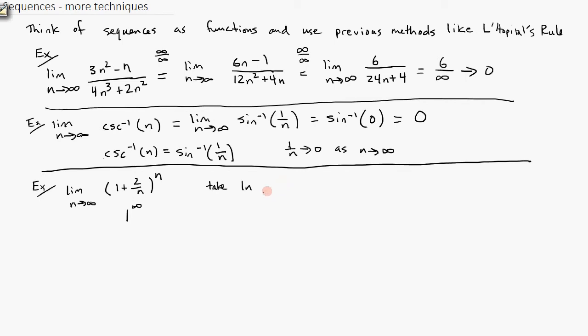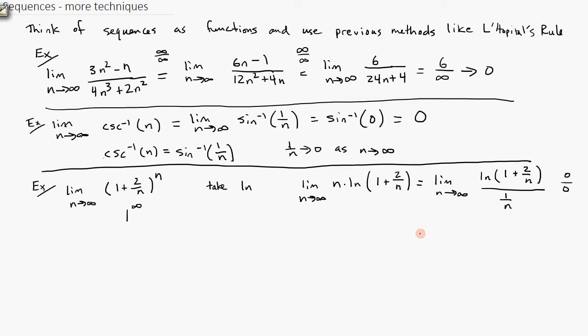Okay, so then we take the natural log. The limit becomes the limit as n goes to infinity, so the exponent comes down, n times the natural log of 1 plus 2 over n. And then I rewrite this limit as a fraction. So the limit as n goes to infinity of the natural log of 1 plus 2 over n, over 1 over n. And so now this is 0 over 0, which now we can apply L'Hopital's.